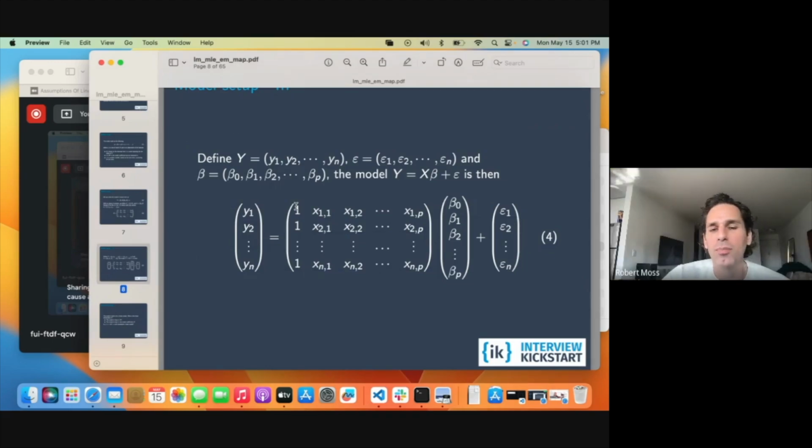And just to make sure I know what the dot product is, we're going to take 1 times beta naught plus x1,1 times beta 1 plus x1,2 times beta 2, and so on all the way down, correct? That is correct, yeah.